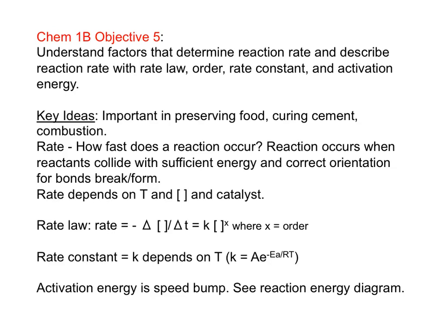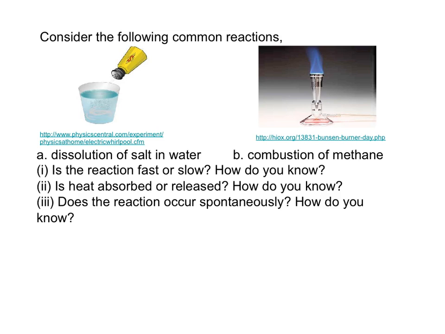Some chemical reactions are fast, others are slow. We know a chemical reaction occurs when bonds break and form, so what factors determine how fast a reaction occurs? How can we quantify the speed or rate of a reaction? Let's take a look at these two reactions, salt dissolving in water and methane burning.